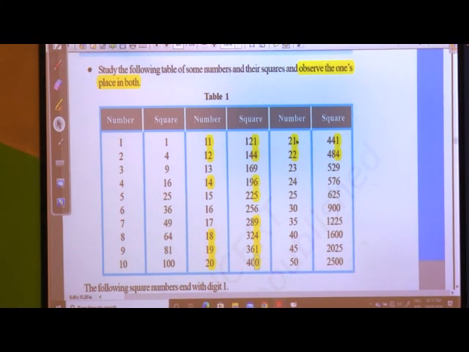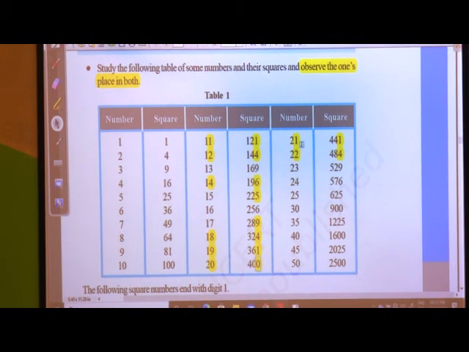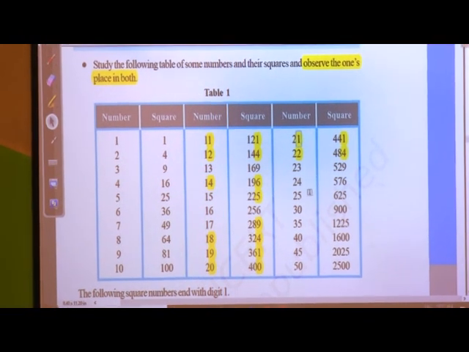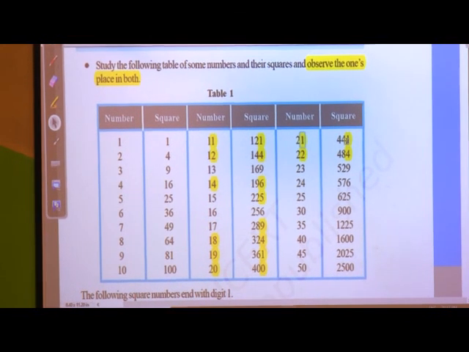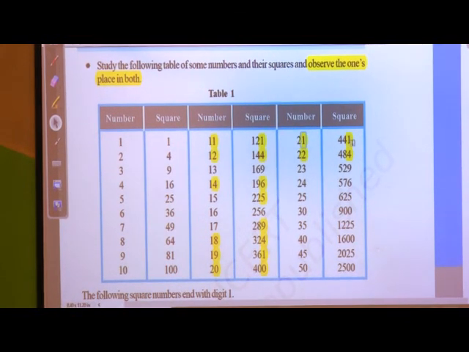21, square is 441. In 21 in ones place digit is 1 and in 441 the digit in ones place is 1. Now here you can see number 1 square 1, number 11 square 121 and the number 21 square is 441, means in all the three numbers in ones place the digit is 1 and in the square in ones place the digit is 1.